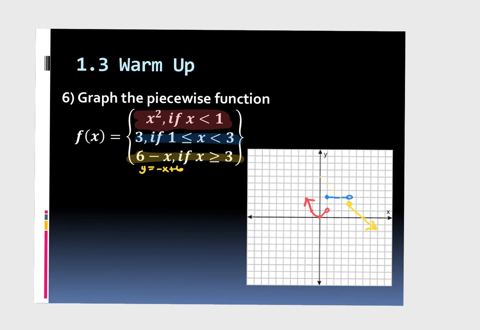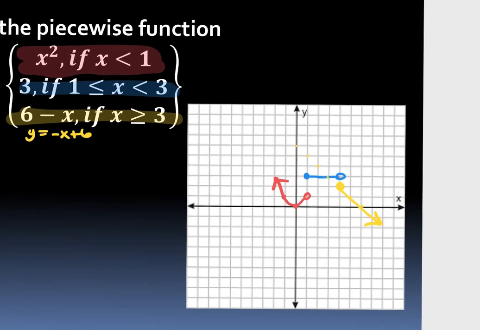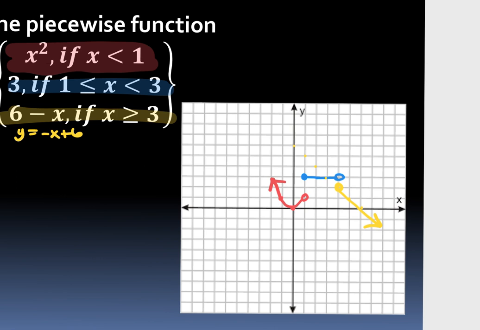All right, this was the piecewise function you should have gotten for number 6. So the x squared in the red would have been your parabola. It was less than 1, so it started at 1, and it would have had an open dot with an arrow pointing left.